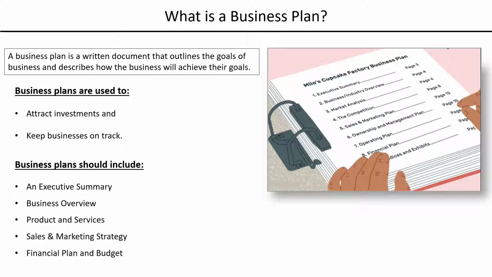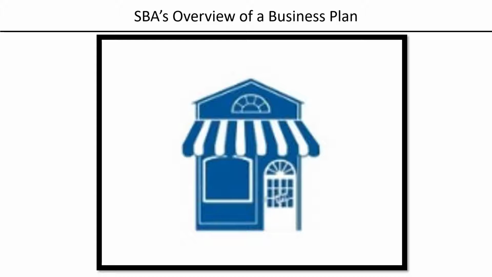But no matter the length, every business plan should include an executive summary, an overview of the business, a detailed description of the products and services offered by the company, a sales and marketing strategy, and most importantly, a financial plan that includes the company's financial statements. Now let's take a couple of minutes and watch the U.S. Small Business Administration's overview of the importance of a business plan.